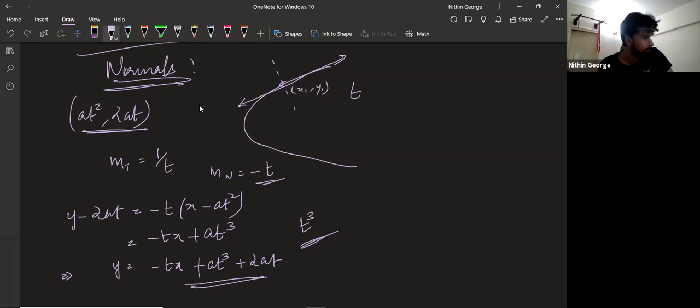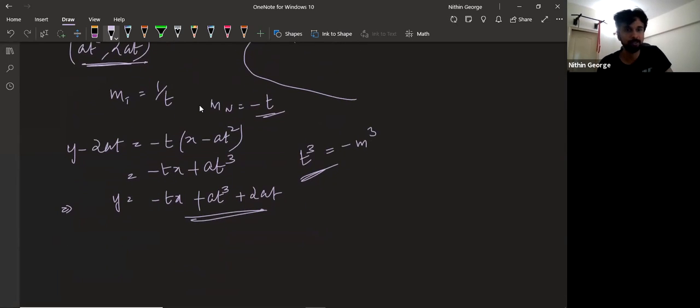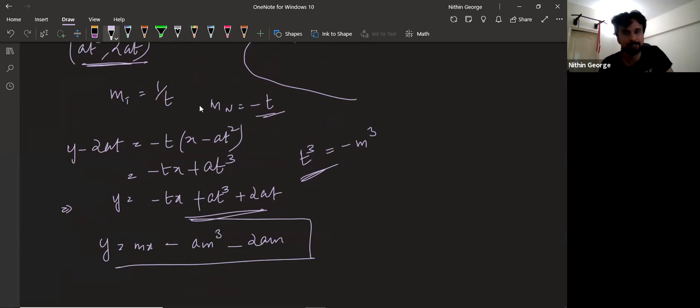So this is for the normal. And remember, t will be minus slope. So this is very useful here. This becomes y equal to mx minus am cube minus 2am. This is the equation of the normal. This is very useful. Please remember this.